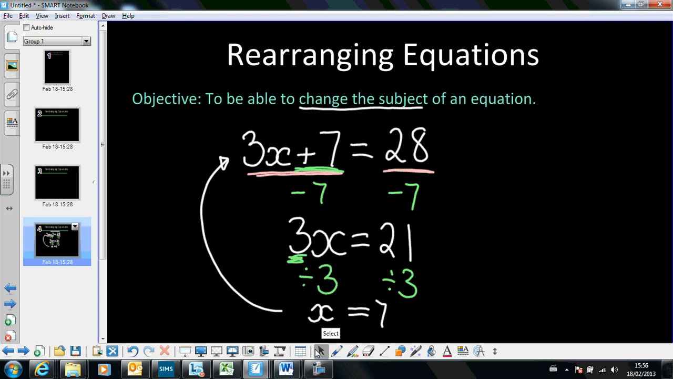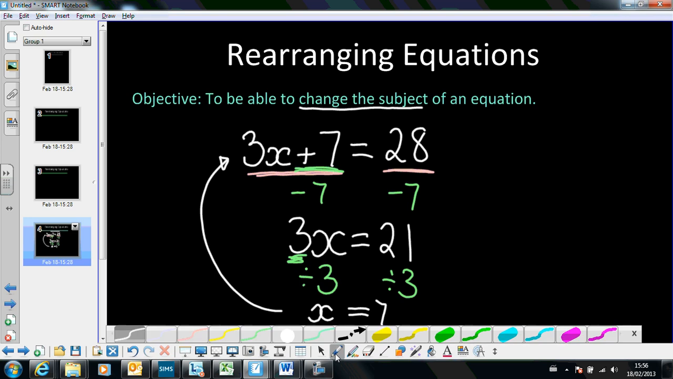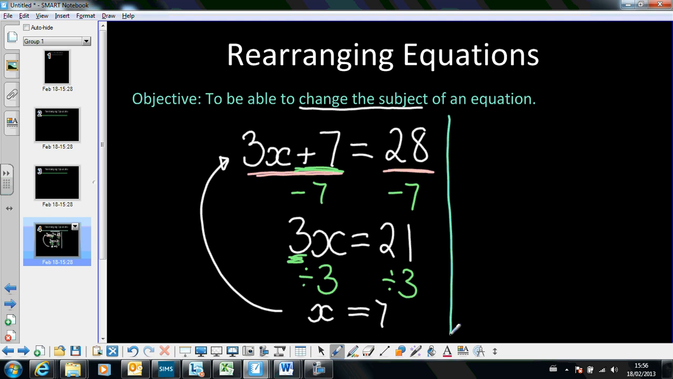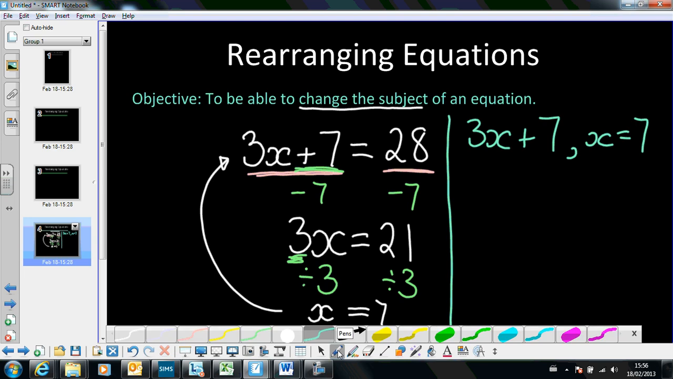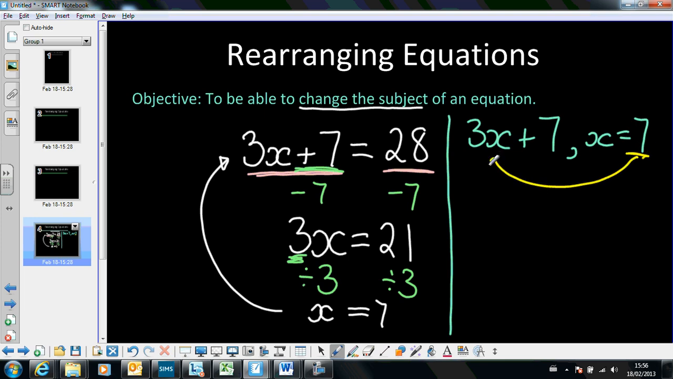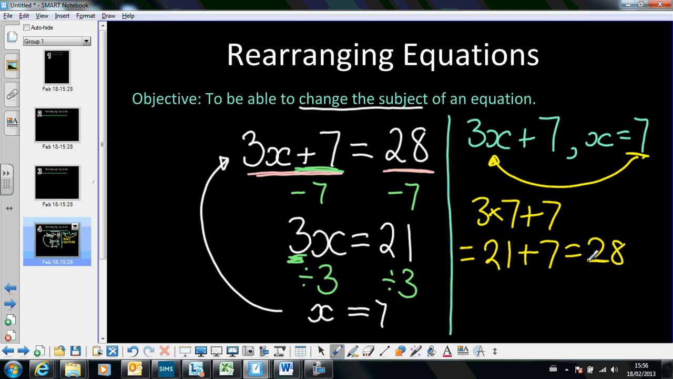And you can check that nice and easily. If you want, just go back to your original equation, 3x plus 7, and use the value that we found, x equals 7. If you put the 7 that we've just worked out into the equation, you get 3 times 7 plus 7, which is 21 plus 7, which is 28. So, which is the answer we were expecting to get.